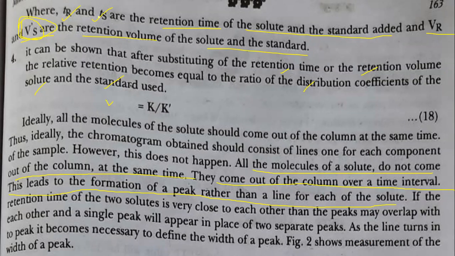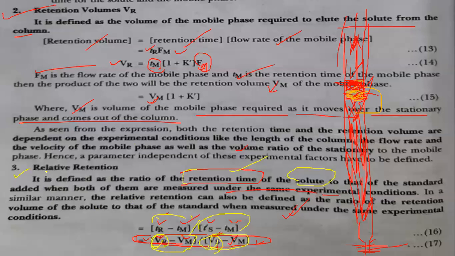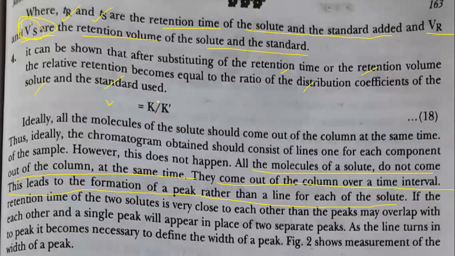TR and TS are the retention time of solute and standard respectively. Then VR and VS, don't consider this as V dash S, are the retention volume of solute and standard respectively. In short, you can say that this relative retention can be expressed as K upon K dash, the ratio of the distribution coefficient of solute to the distribution coefficient of standard.